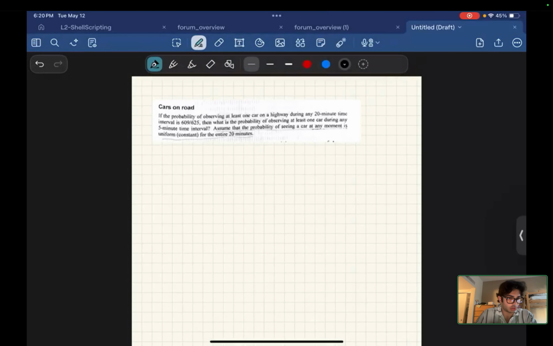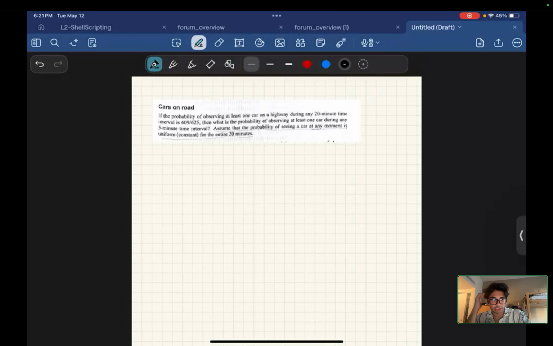This question is called Cars on the Road. It says if the probability of observing at least one car on a highway during any 20-minute time interval is 609 over 625, then what is the probability of observing at least one car during any 5-minute time interval? Assume that the probability of seeing a car at any moment is uniform or constant for the entire 20 minutes.